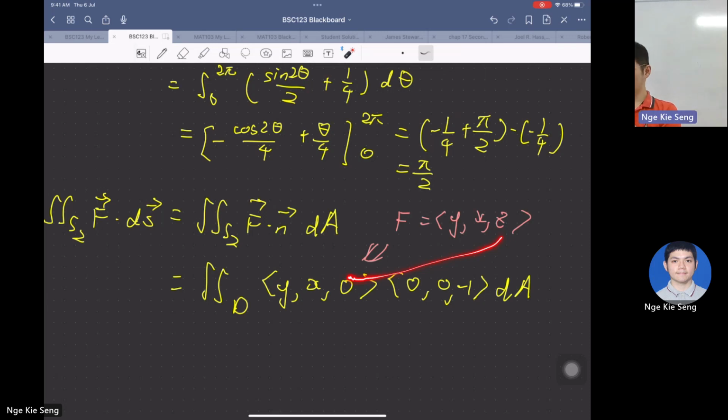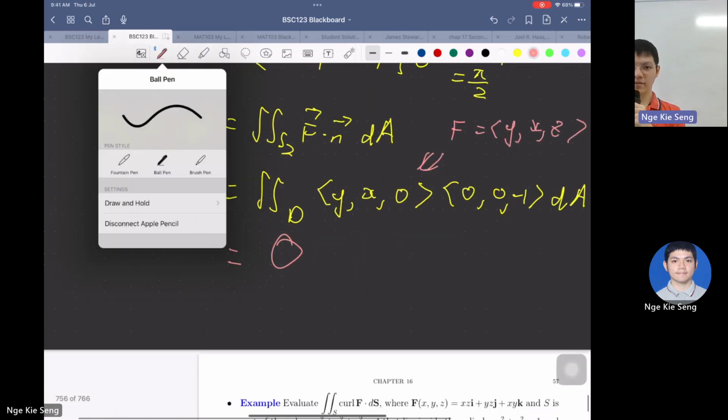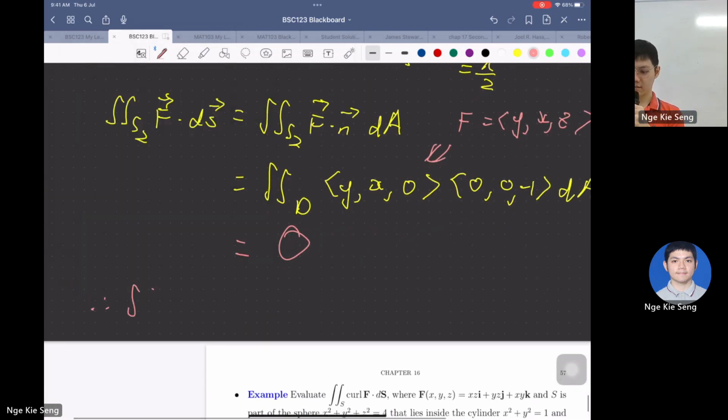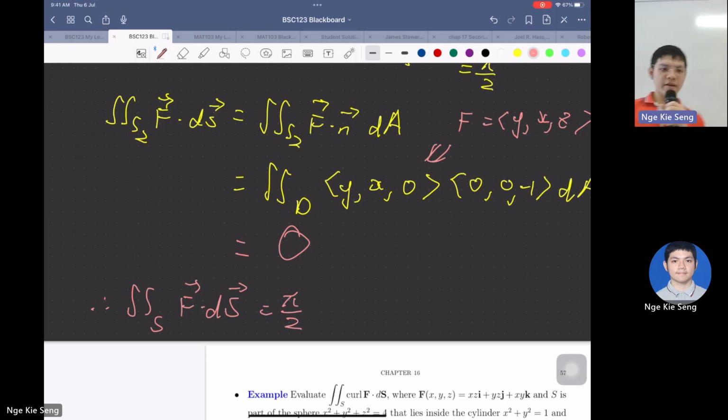Okay, so we do this integral here. So what's this integral? This is just 0, because the dot product is 0. Okay, so altogether, what do we get? We get a 2. You can see that this one is so long.